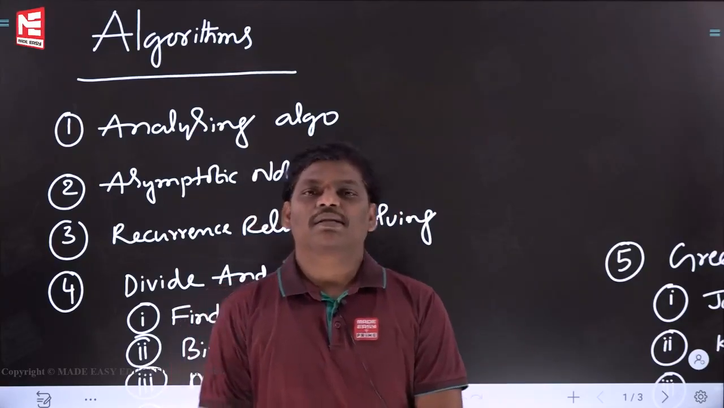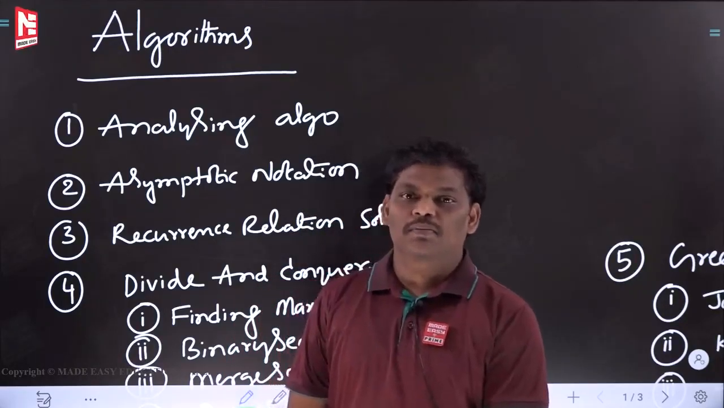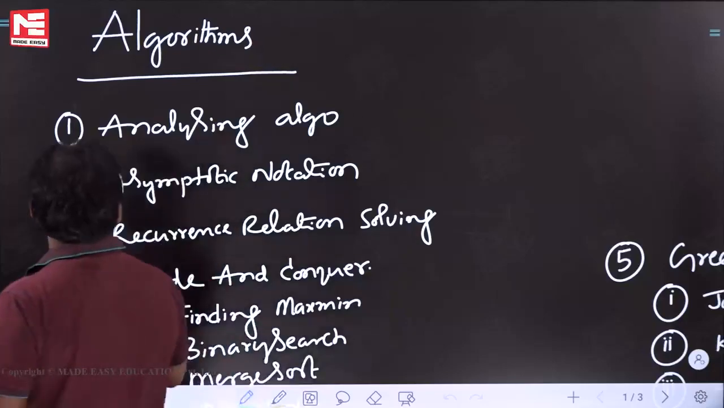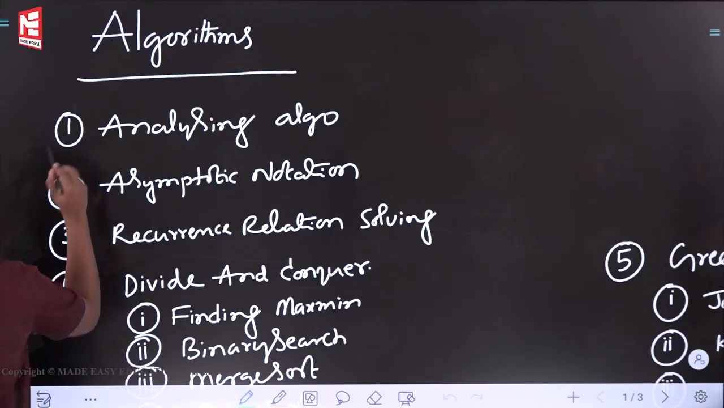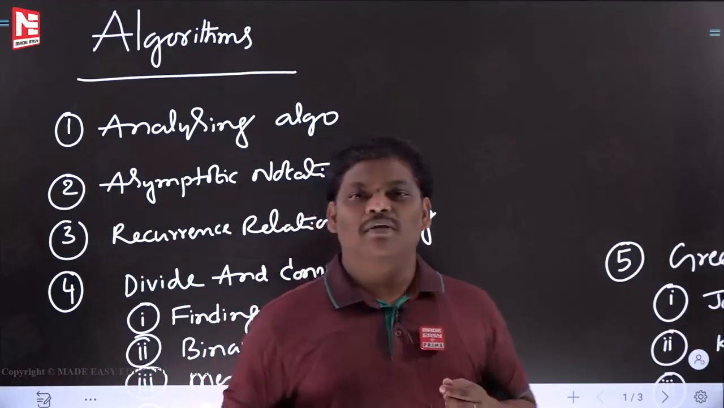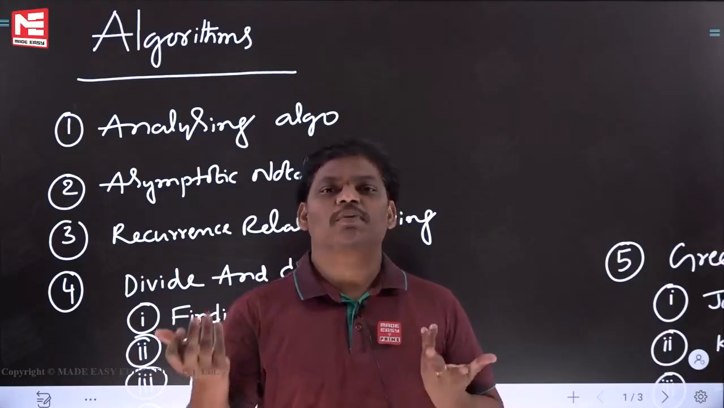Right? So let's see the algorithm syllabus for the GATE examination. You can see it once. See this one. So the first topic is going to be analyzing algorithm. The meaning of analyzing algorithm you know very well. What is the meaning of analyzing algorithm? Finding time complexity and space complexity.